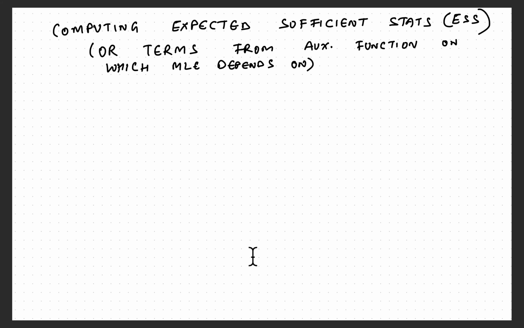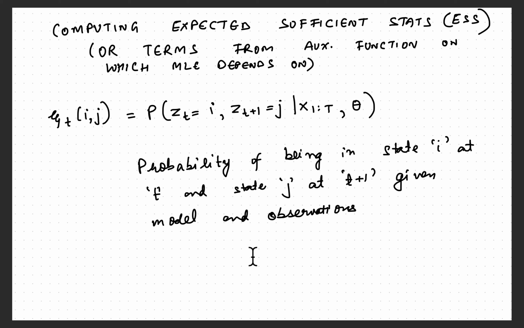So I can now very briefly discuss what the sufficient statistics, ESS, are. These are the terms from the auxiliary function Q on which the MLE depends. There is a big formula for the Q function, and we do not need everything in that. We just need to compute certain statistics from that function, which are known as sufficient statistics, ESS. So we'll be computing a term epsilon t(i,j), which tells us the probability of being in state i at the tth timestamp and being in state j at the t plus 1th timestamp, given the observations and the model. This is going to be one of the sufficient statistic terms that we need to compute.